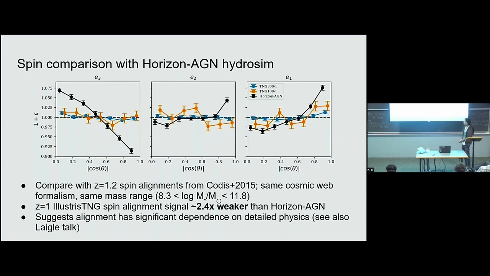What's the smoothing scale? Yes, I forgot to mention that. The smoothing scale we're using is 2 Mpc/h for the density before we calculate the deformation tensor. Yes, that's true.